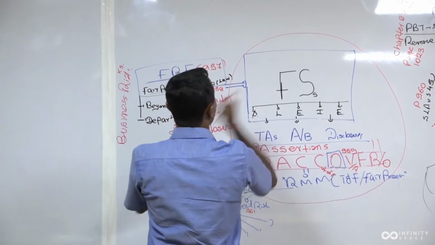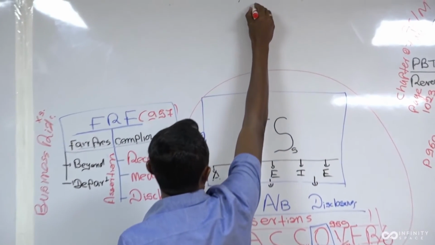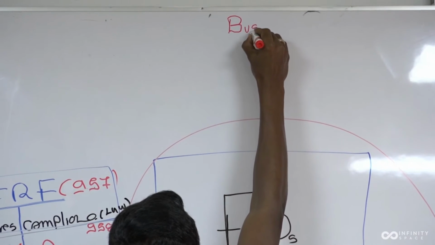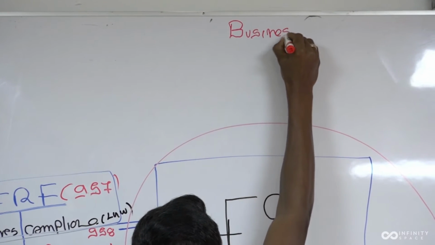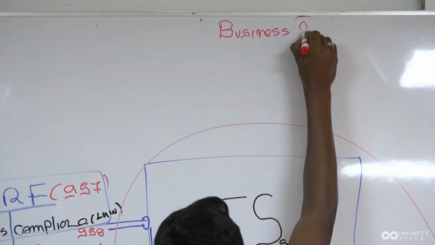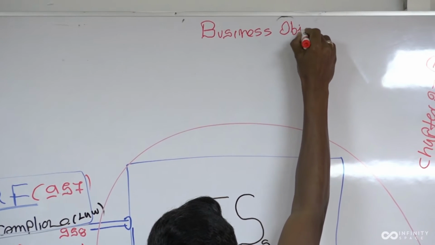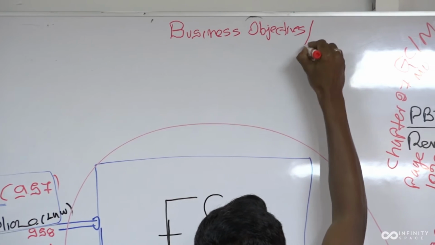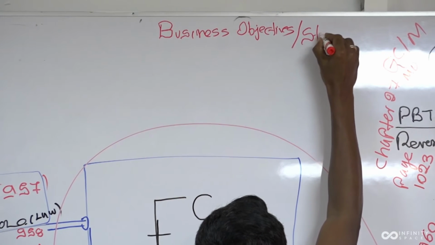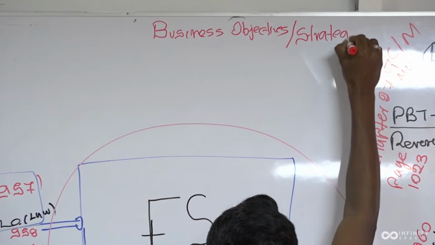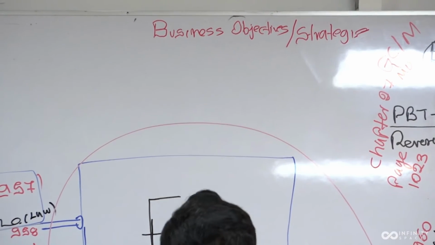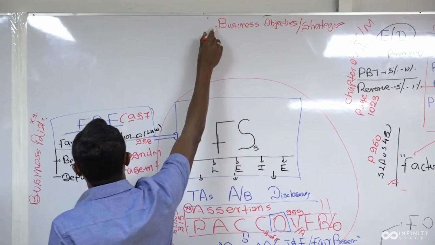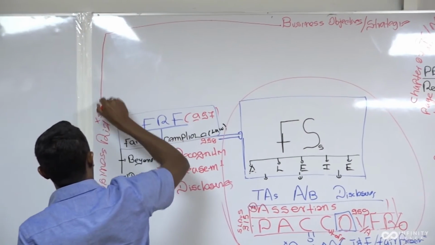Let me write on the top what I will cover in a little while. Every business is there to achieve business objectives. What I write on the top is very, very important. Every company has to achieve business objectives, and to achieve those objectives they need to have strategies. This is where I go beyond financial statements to the bigger picture of the business in terms of business objectives and strategies.